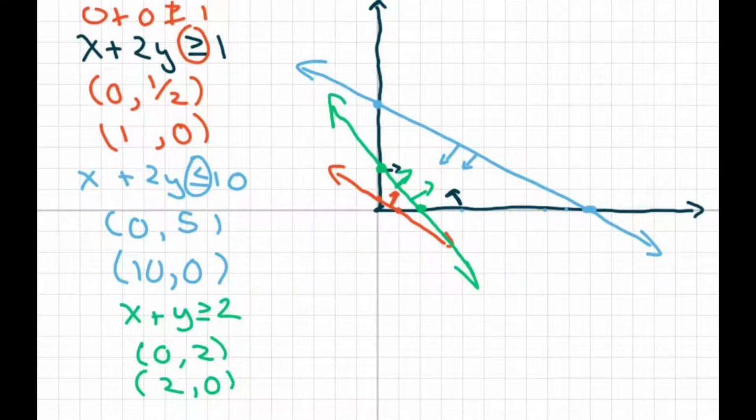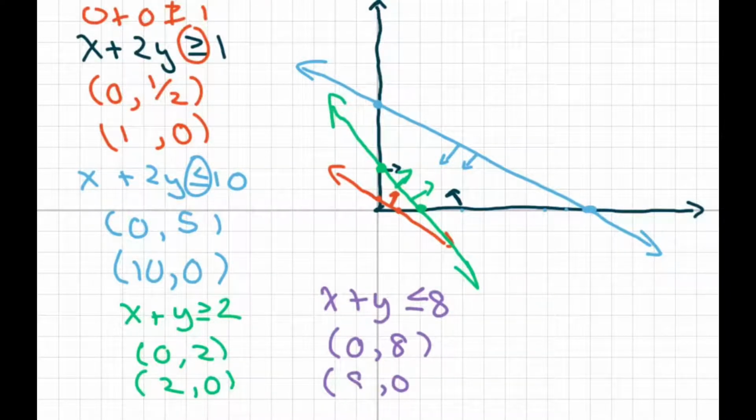Do we have any more? We have one more. We have x plus y is less than or equal to 8. That means when x is 0, y is 8. And when y is 0, x is 8. So we go to 8 and 8 here, and graph that one.